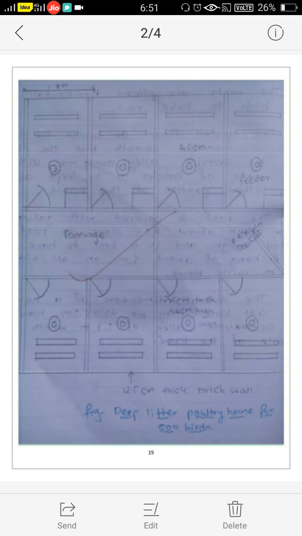This figure shows a deep litter poultry house for 500 birds. A number of equipment items are provided in this house: feeding troughs and watering troughs. Litter materials are also provided, spread on the surface up to 15 to 20 centimeter depth.